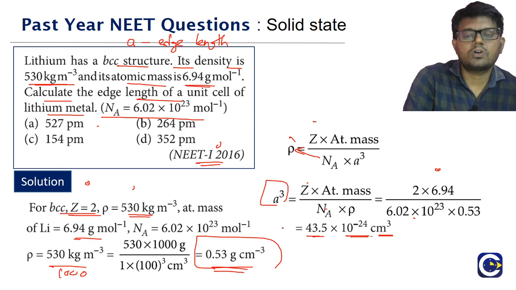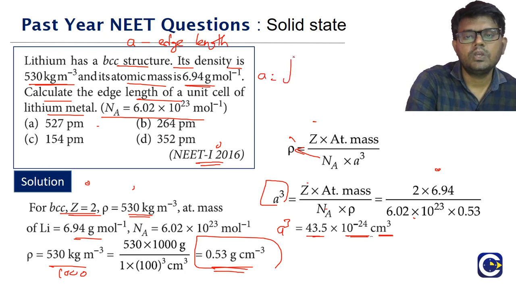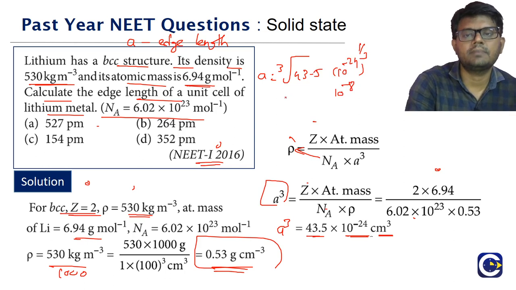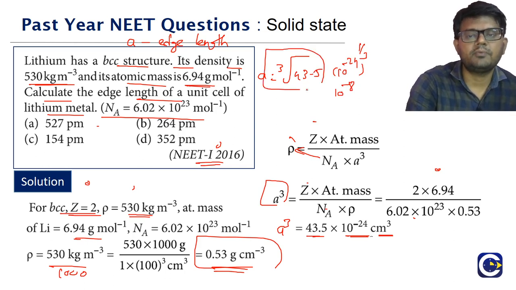So this is where I was talking about it. If this is A cube, then A we have to take as the cube root of this. The cube root of 10 power minus 24 is relatively easy. It is 10 power minus 8. So A will be the cube root of 43.5 into 10 power minus 24, whole power 1 by 3. 10 power minus 24 whole power 1 by 3 means 10 power minus 8.